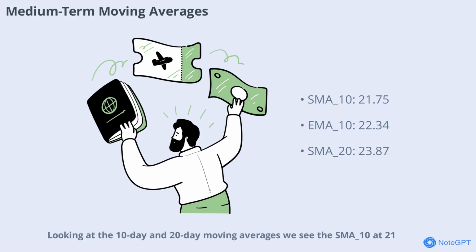Looking at the 10-day and 20-day moving averages, we see the SMA 10 at 21.75 and EMA 10 at 22.34. The 20-day SMA is higher at 23.87 with the EMA 20 at 22.87. These averages show that while the short-term trend is flat, the medium-term trend has been slightly higher, indicating some recent downward pressure. When the current price is below these averages, it can sometimes signal a bearish phase or a potential for a rebound if support holds. Let's continue by examining the long-term averages.